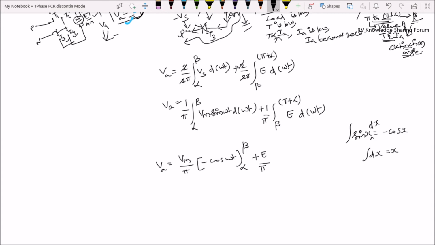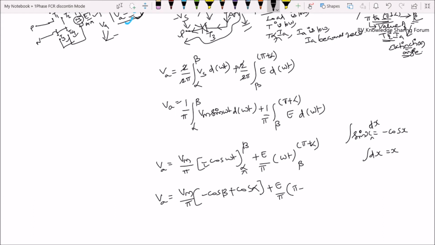Therefore integration of d(omega t) is nothing but omega t, and the lower limit is beta and the upper limit is pi plus alpha. Therefore VA is equal to Vm by pi. Applying the upper limit we get minus cos beta, and while applying the lower limit we have to add a minus, and already there is a minus here, so minus into minus becomes plus cos. Instead of omega t we have to apply the lower limit alpha, cos alpha, and here E by pi.